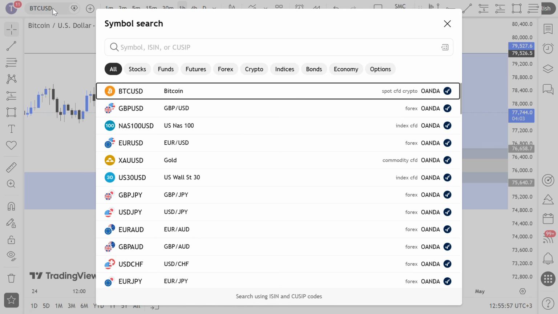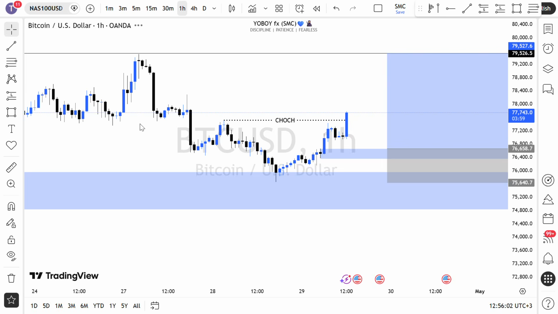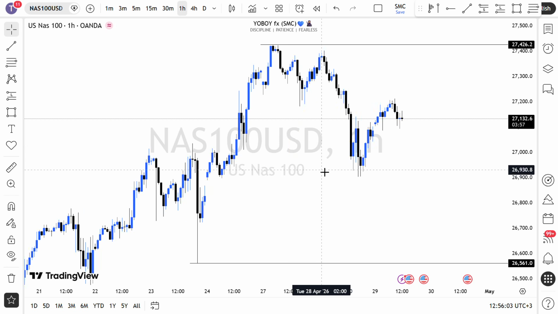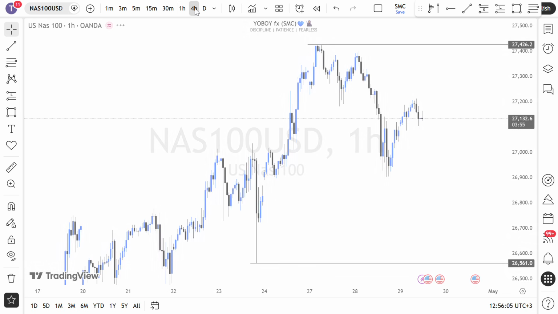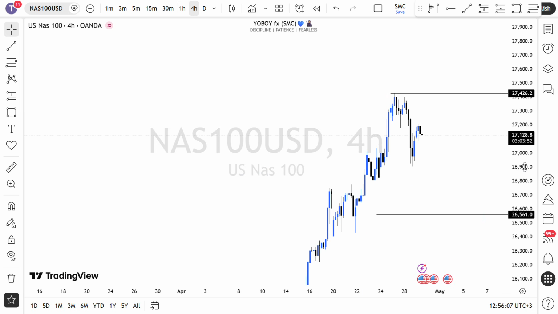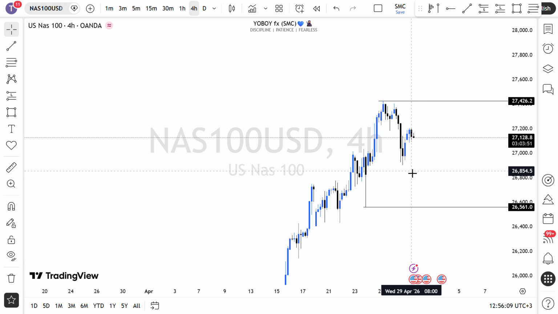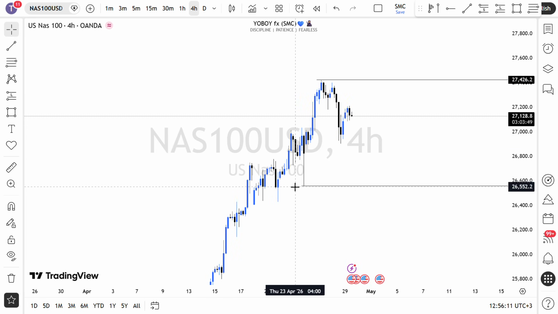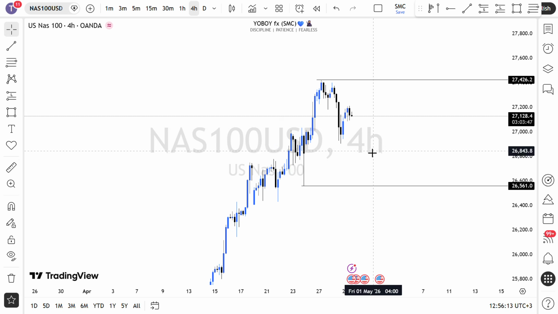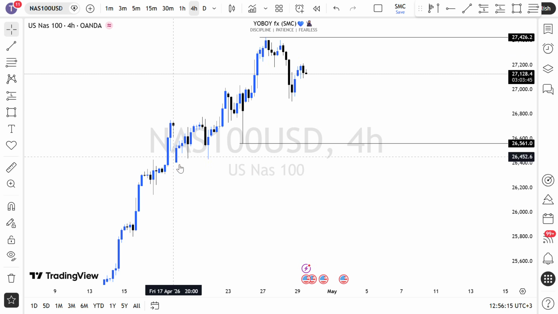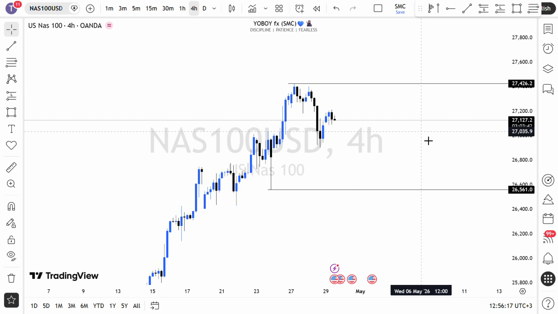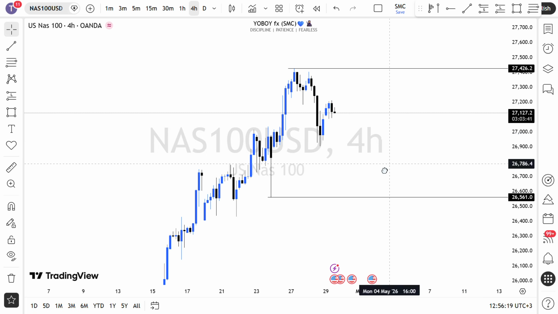So I also have another pair. I also have NAS 100. So on NAS 100, as per our last analysis, I told you guys that we expect a pullback, and this was our range from this low to this high. And we are still very bullish on NAS 100, and I expect you guys to be looking for those buys.